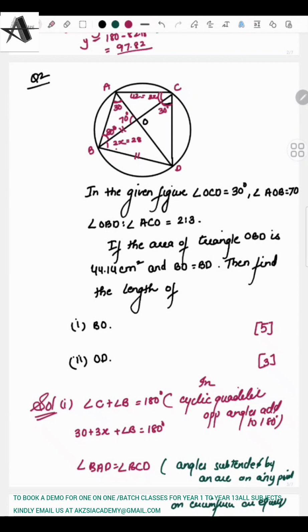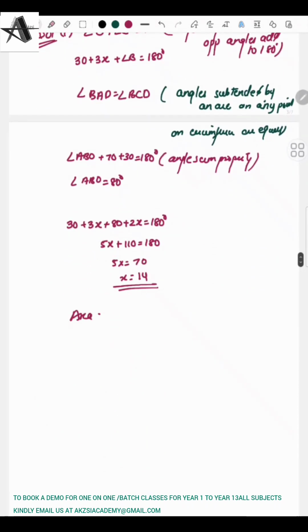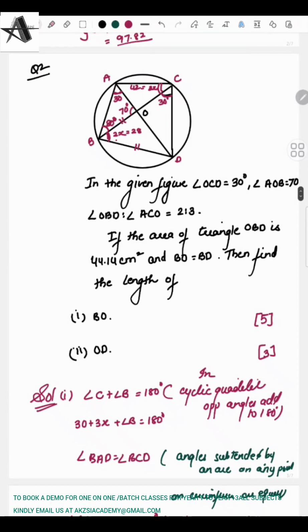What do we need to calculate? BO. We have to calculate BO. That's why this angle is important, so that we can apply the sine rule or cosine rule, or one more thing is given, which is the area of a triangle. The area of triangle OBD is given, which is 44.14. For the area of triangle OBD, we have to apply the formula. The formula says half times the multiplication of two sides and the angle included between them.